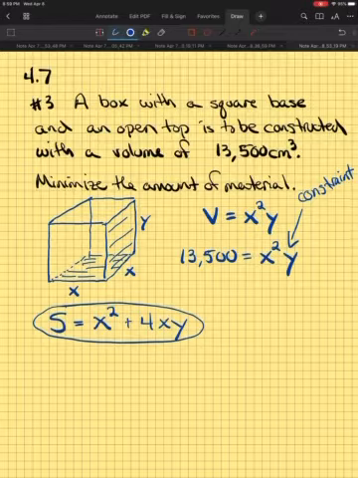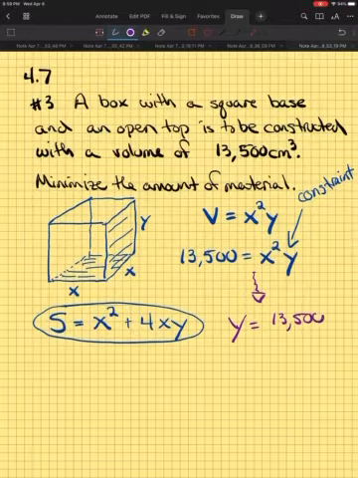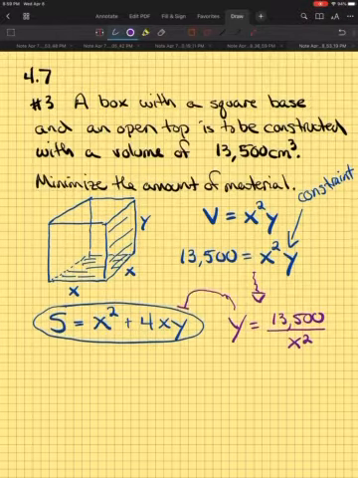And as usual, the great thing about the constraint equation is it allows you to solve for one of the 2 variables. In this particular example, the way I have it labeled, it's easiest to solve for Y. Let's use purple. It's a friendly color. So I get Y equals 13,500 divided by X squared. And now I can take this Y value, plug it into the surface area of the box, and I can now have a formula in one variable.